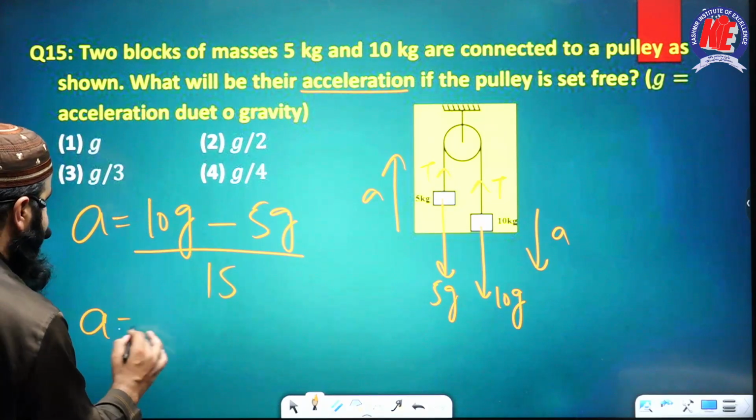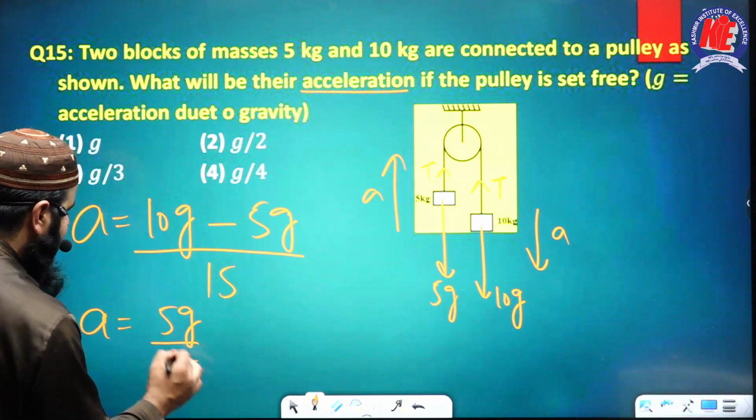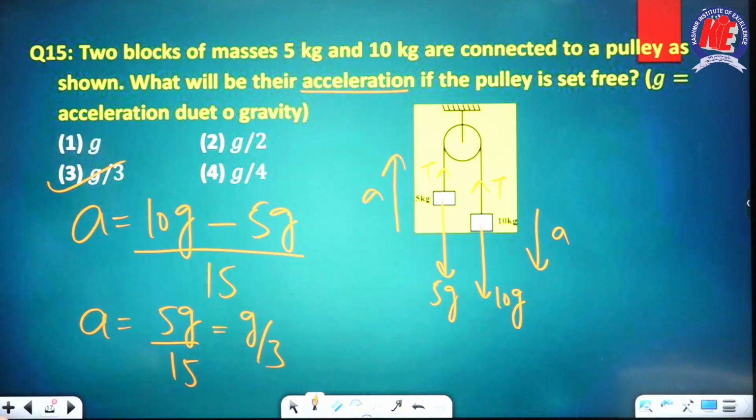So a will be given by 10g minus 5g, which is 5g only, divided by 15, 5 ones are 5, 5 threes are 15, so g upon 3 should be the answer.